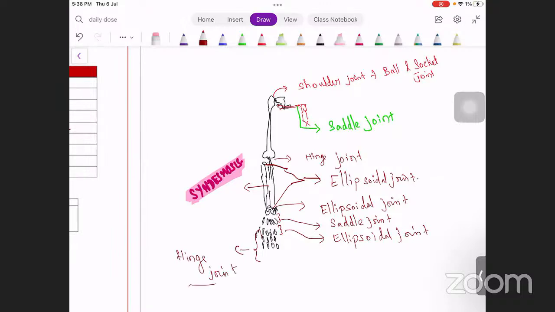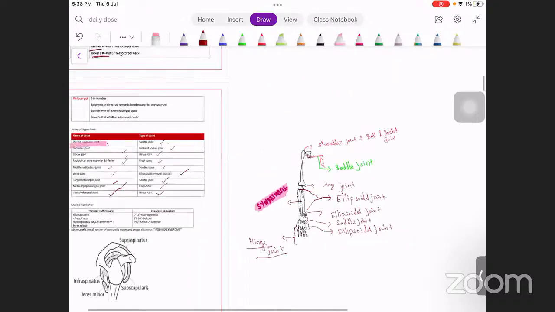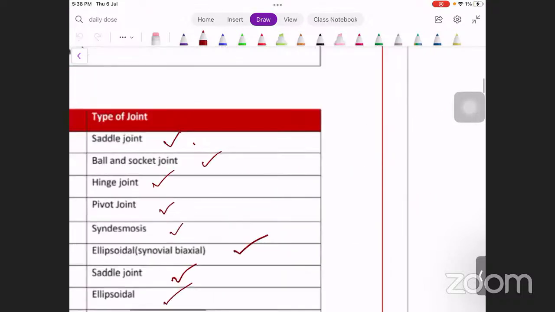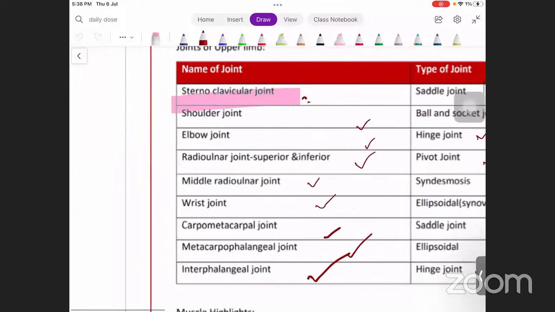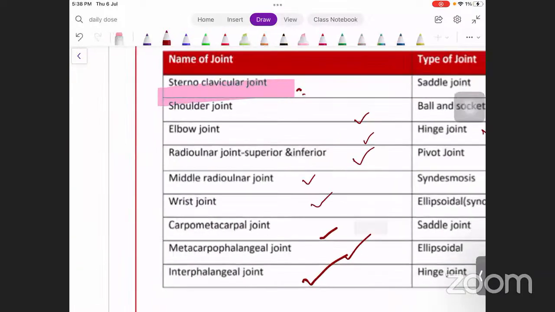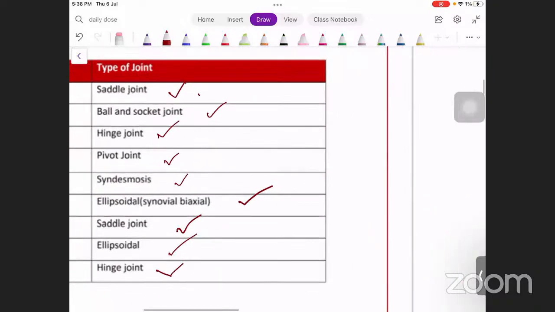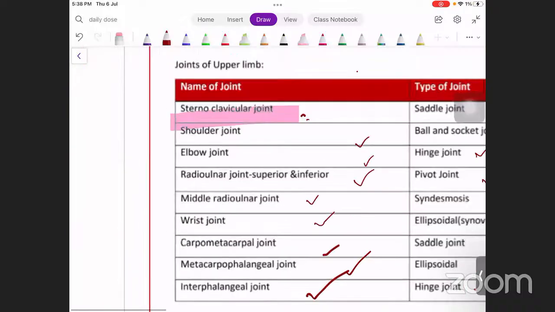I'll give you all the joints and you have to match them. I'll put the zoom-in of the table here, where I'm going to tell you the next part and you're going to name the exact one. What type of joint is your ball and socket joint? Which is your shoulder joint.